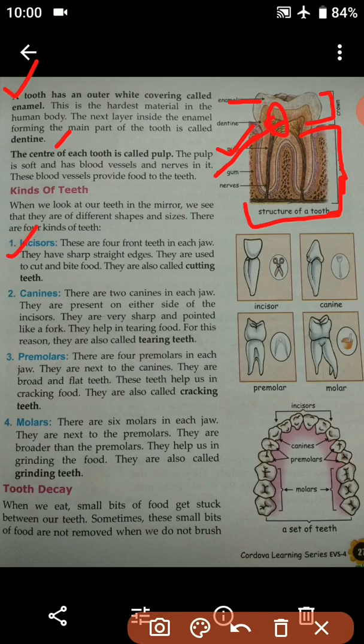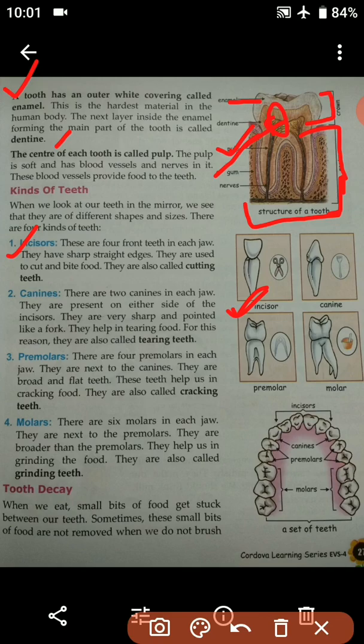That is, number 1, incisor. So students, these are 4 front teeth in each jaw. You can see this is an incisor. This is incisor and they are 4 in number, and they are also known as front teeth. That means they are present on the front side, okay? They have a sharp straight edge. So students, they have a very sharp and straight edge, okay?